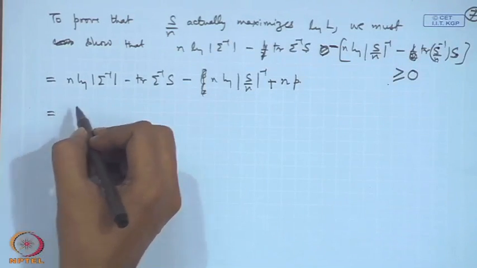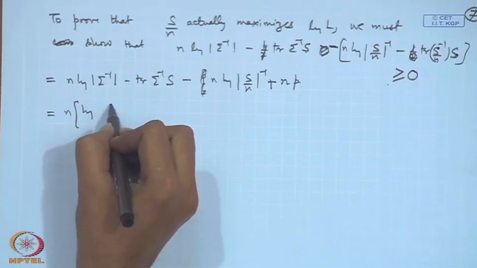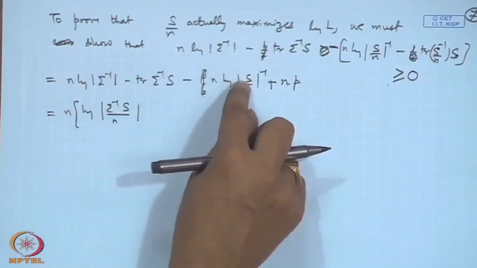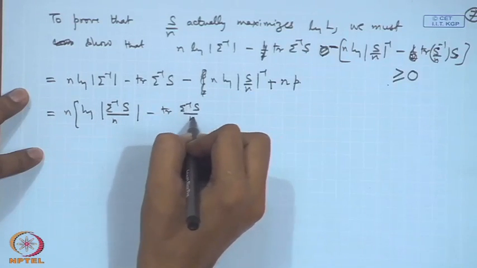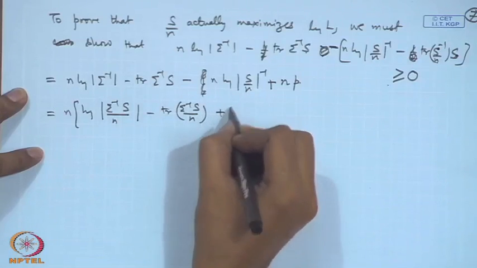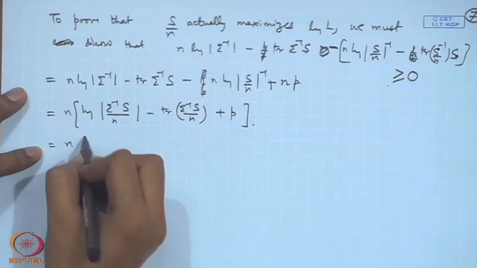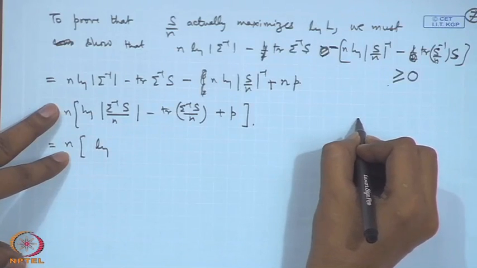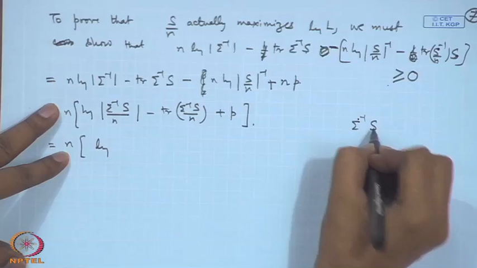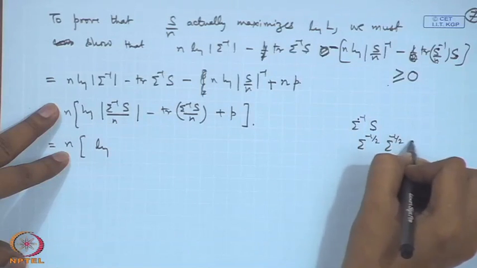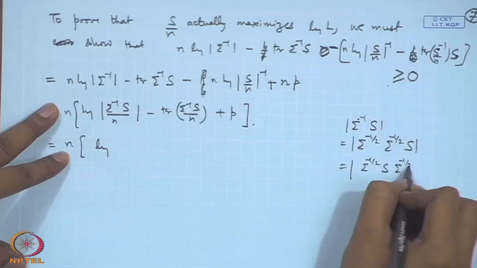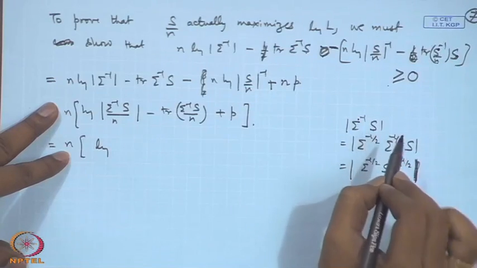Now, this term we can write as n times log of determinant of sigma inverse S by n, combining this term with this, minus trace of sigma inverse S by n, taking out n here, plus p. That we can write as n times log of, and here we do some manipulation. We can write sigma inverse S as sigma to the power minus half, sigma to the power minus half S. Now, determinant of AB is equal to determinant of BA. This type of breakup was allowed provided we assumed sigma to be a positive definite matrix. That is why sigma inverse exists.